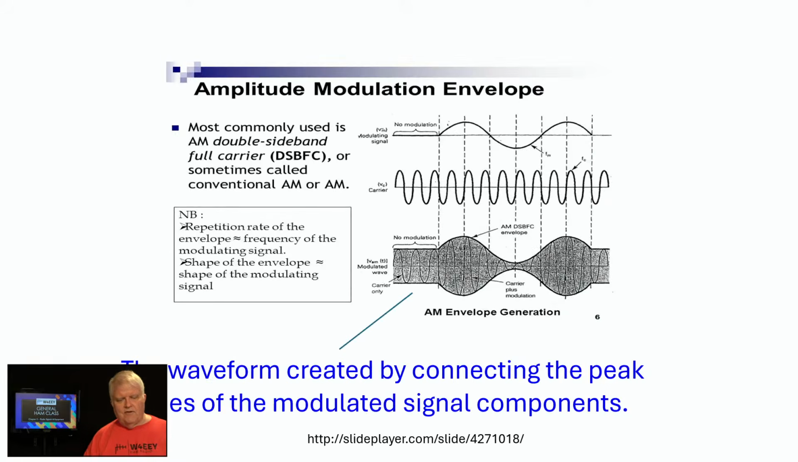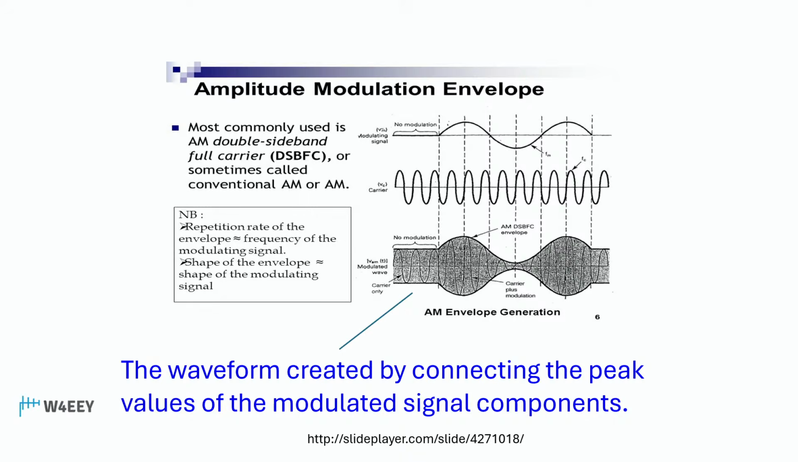And amplitude modulation, we looked at this before. This is in the time domain. We're looking at the waveform created by connecting the peak values of the modulated signal components. The components are the modulating frequency and the RF carrier frequencies. And when added together, this is the envelope that you get in the time domain. So amplitude modulation has the carrier frequency, the lower sideband, and the upper sideband.